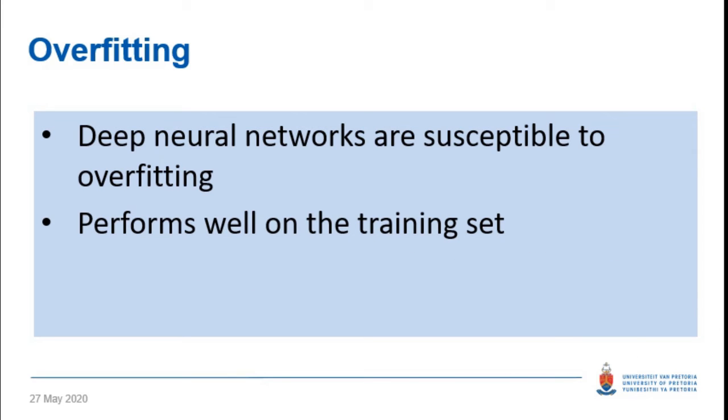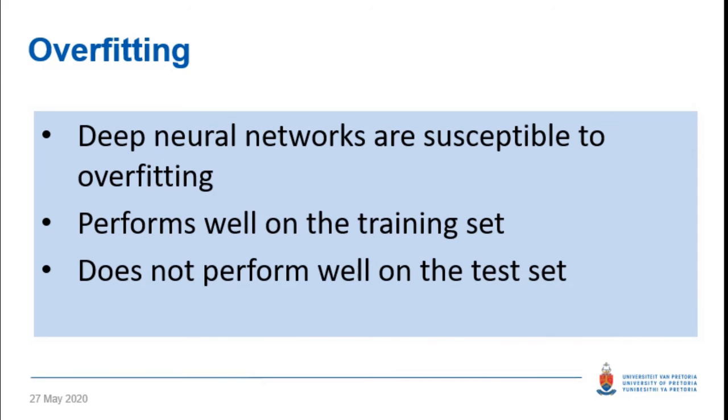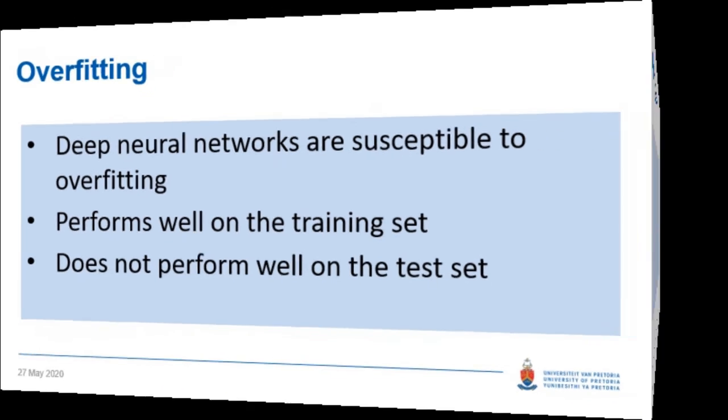So overfitting is the case where you have your neural network performing very well on the training set, so it has a very high accuracy, it has a very low loss function, but when you then take it and apply that same neural network to your test set, it doesn't perform as well. You get low accuracies. And this is what we mean by overfitting.